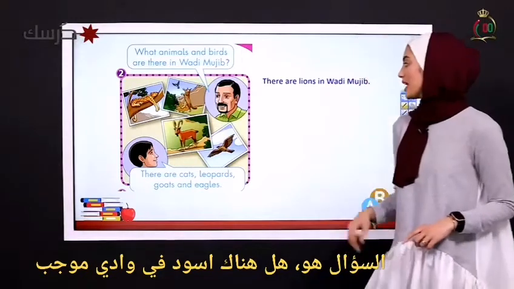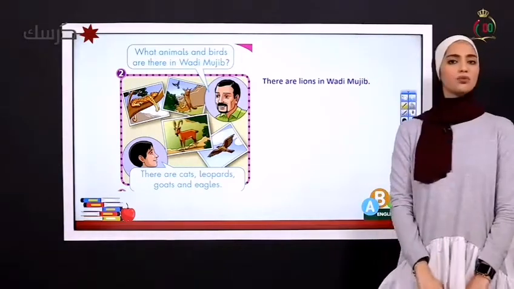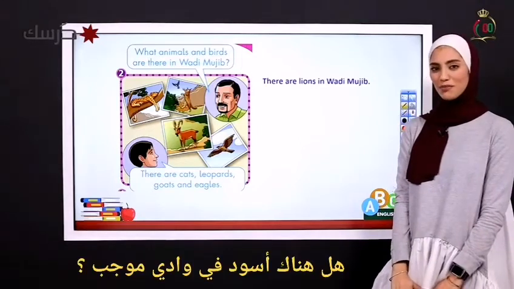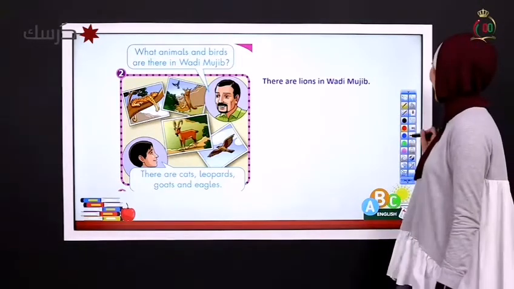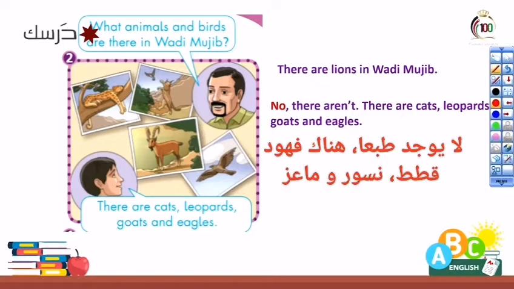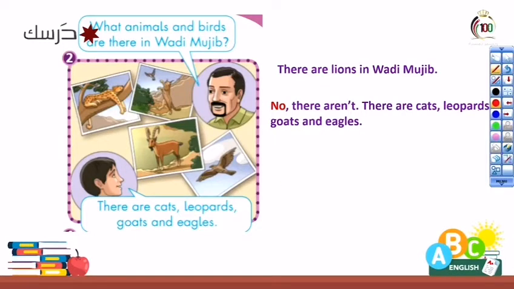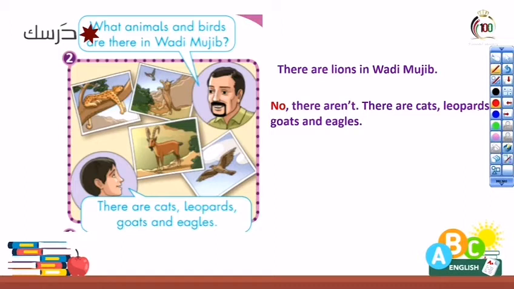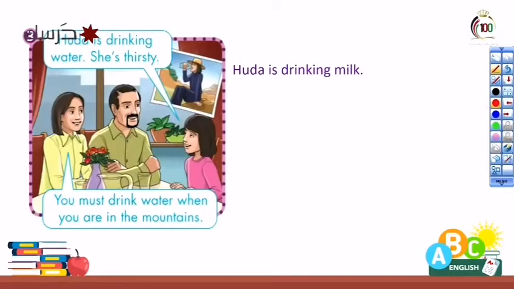Question is, there are lions in Wadi Mujib. What do you think? There are lions in Wadi Mujib? So no, there aren't. There are cats, leopards, goats, and eagles. There aren't any lions. We talked about this and I told you in Jordan, we don't have any lions in nature reserves, right? Okay, well done. Let's move on.